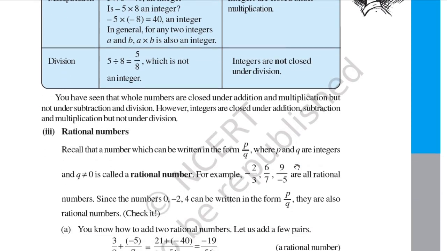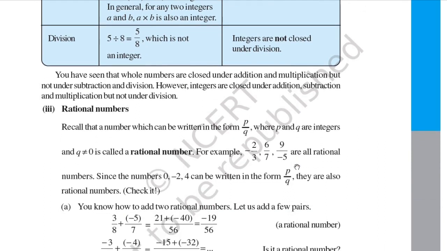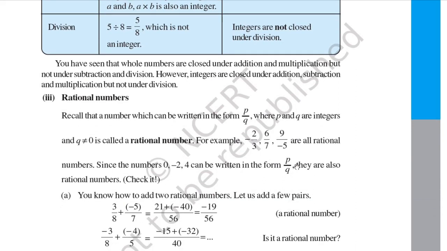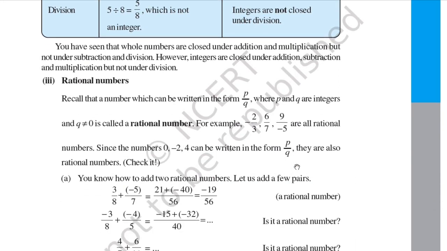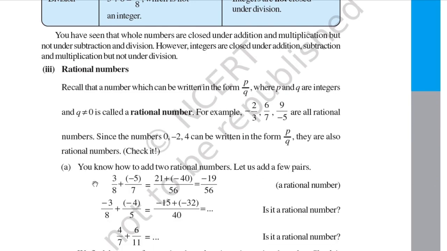So you have seen that whole numbers are closed under addition and multiplication, but not under subtraction and division. However, integers are closed under addition, subtraction and multiplication, but not under division. So you can see the two differences there.